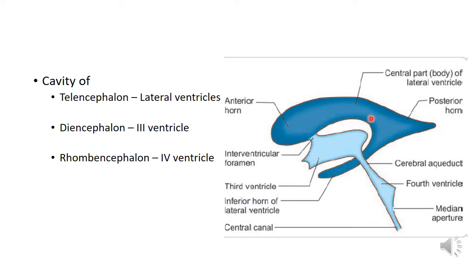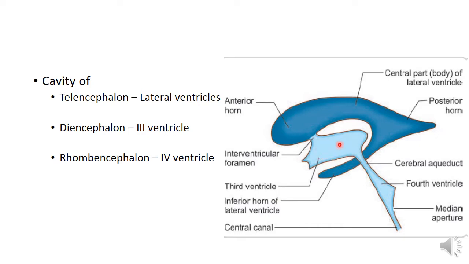The lateral ventricles are present in each one of the cerebral hemispheres. Okay, and it's also called as the cavity of the telencephalon. So if you could remember the embryology, the telencephalon is the one which gives rise to the cerebrum. So the cavity which is present inside the cerebral hemispheres is called as lateral ventricles.